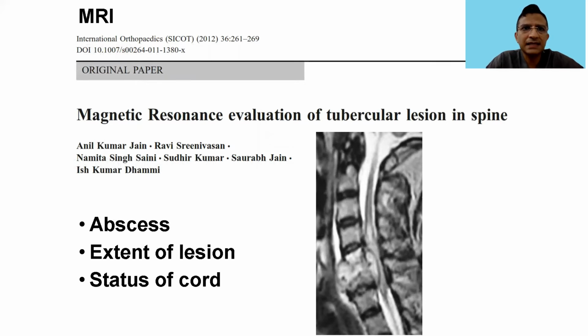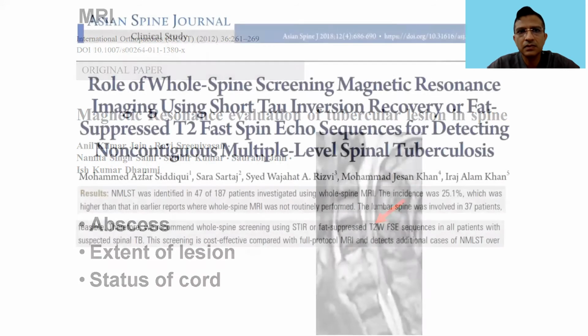Coming to the next modality, that is MRI. This is something which is very popular, commonplace, and universally available now in practically all parts of India. There are various features that you would want to look out for in the MRI: abscess, extent of lesion, as well as the status of the cord as is seen over here.